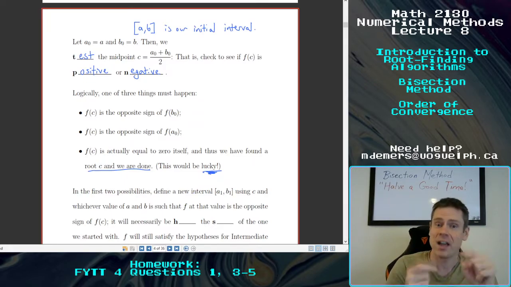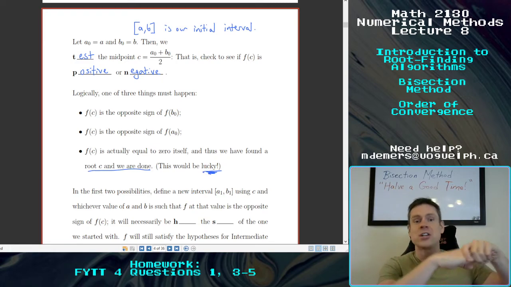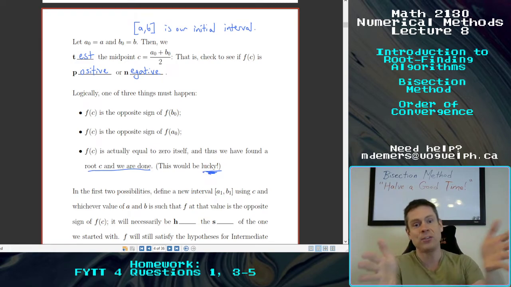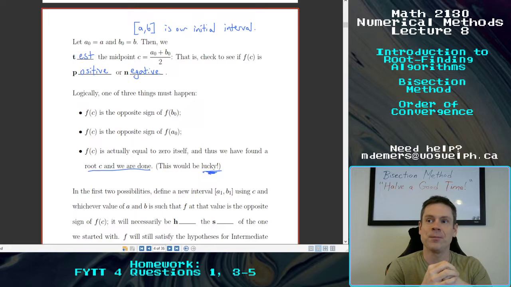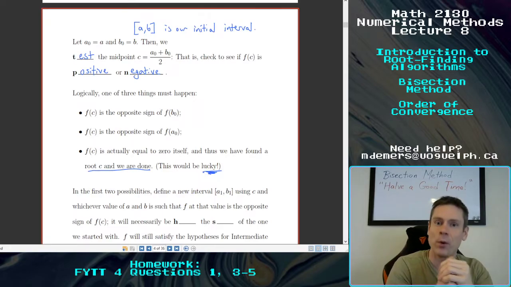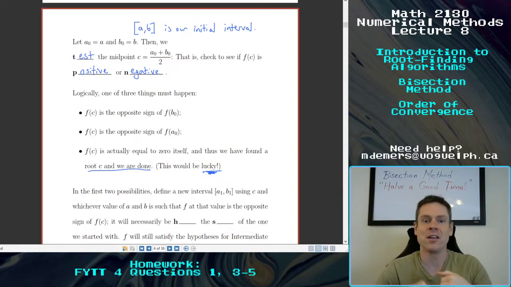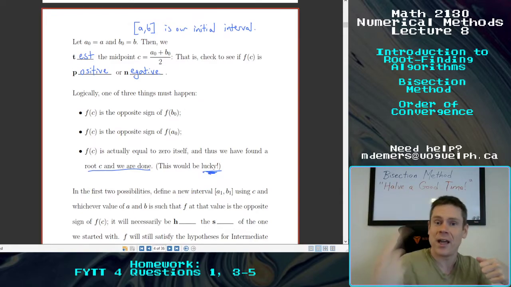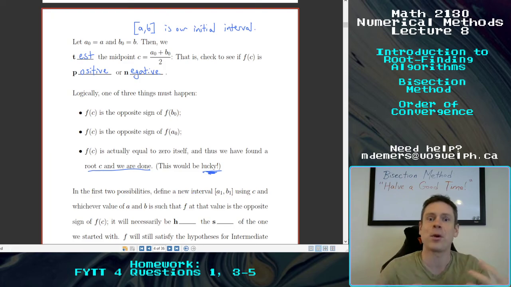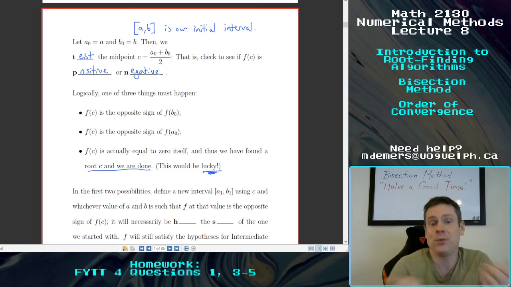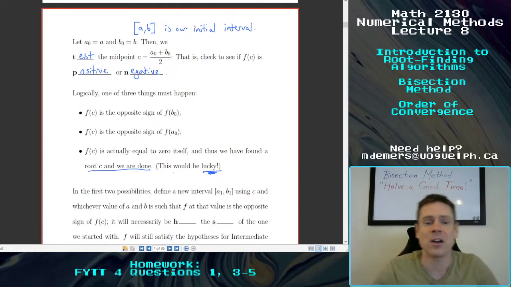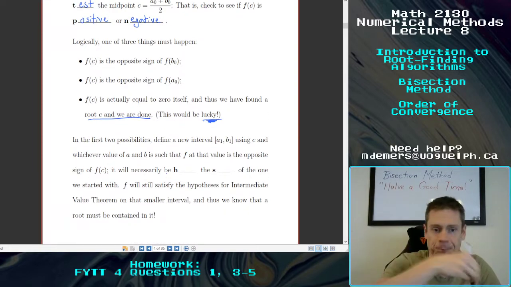Because every single time, well, the original function had to be continuous, so any smaller interval has to be continuous. You're guaranteeing at every single point that you have endpoints of that interval that are opposite signs. So the intermediate value theorem is going to hold every single time. And you can continue the process indefinitely until you get as good of an estimate of the root as possible.